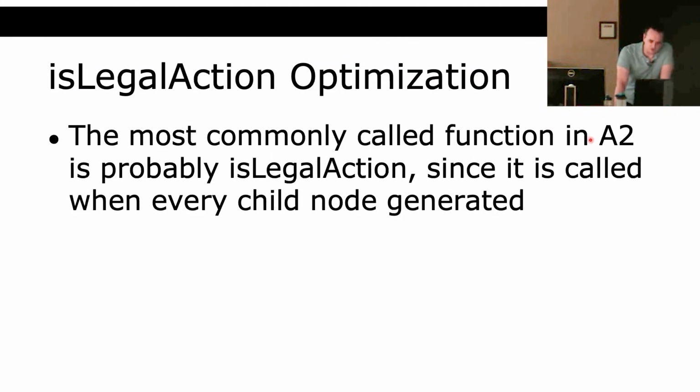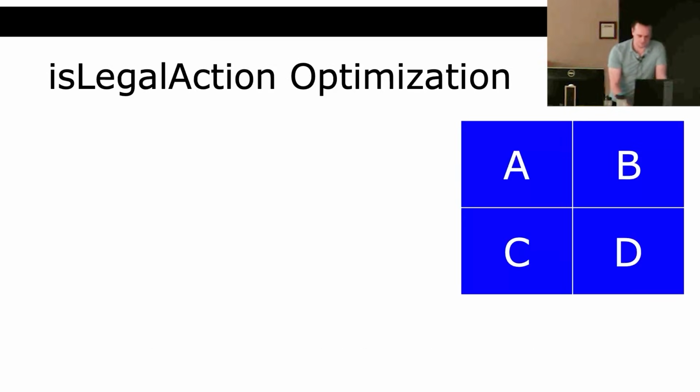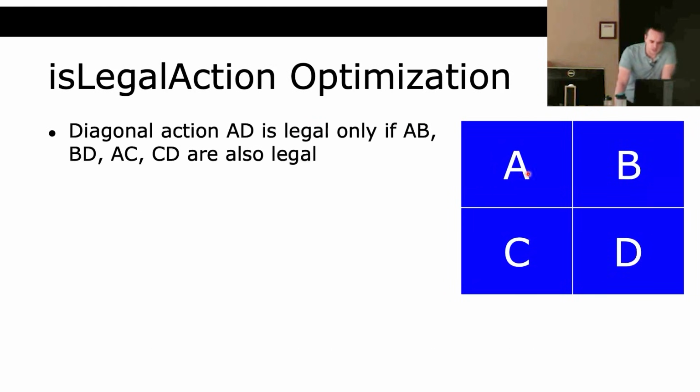The most commonly called function in A2 is probably isLegalAction, since it's called whenever a child node is generated. We can use the pre-computed connectivity sectors to check for legal cardinal actions, since actions are only legal if the source and destination tiles are connected. So we've already done connectivity checking, and if 2 adjacent tiles are connected, it means an action is legal. Let's have a look at this. For computing A, B, if they're connected, then the action to go from A to B is legal. So we no longer have this huge isLegalAction function.